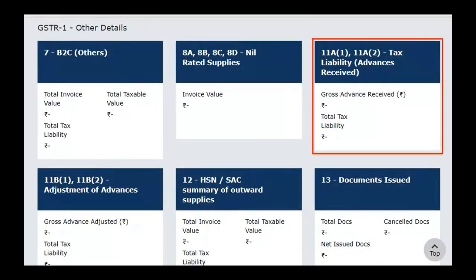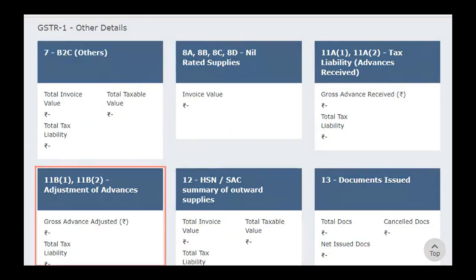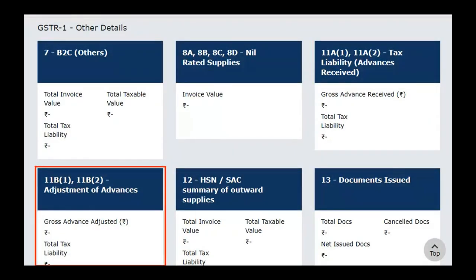In the tax liability advances received tile, details of any advances received against supplies to be made in the future are captured. Advance payments are subject to tax under the GST regime. Under the Adjustment of Advances category, details of supplies made against advances received in the previous tax period are entered. Both the advance received and adjusted have to be reported with place of supply, that is, state code and rate-wise.